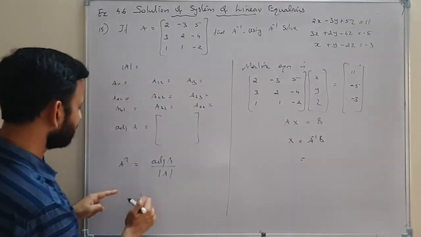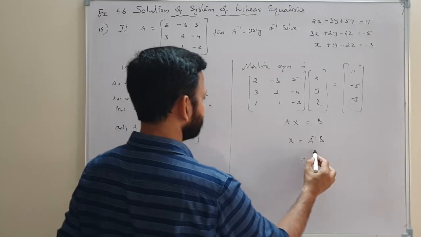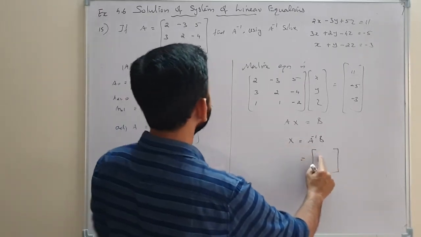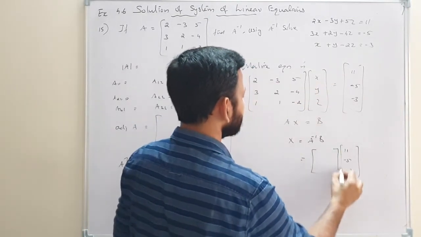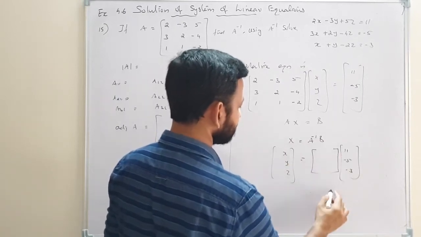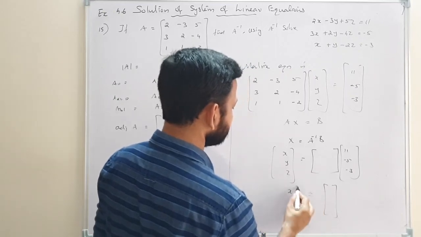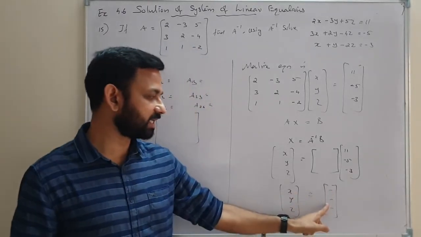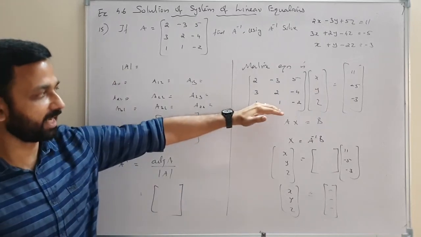We already got the A inverse, it will be a 3 by 3 matrix. That same matrix we will write here. Then B, 11 minus 5 minus 3, and on the left side x, y, z. When we find the product of this, we will get a column matrix, and on the left side x, y, z. The corresponding elements: x is equal to the first element, y is equal to the second element, and z is equal to the third element. So no need to find the A inverse again.